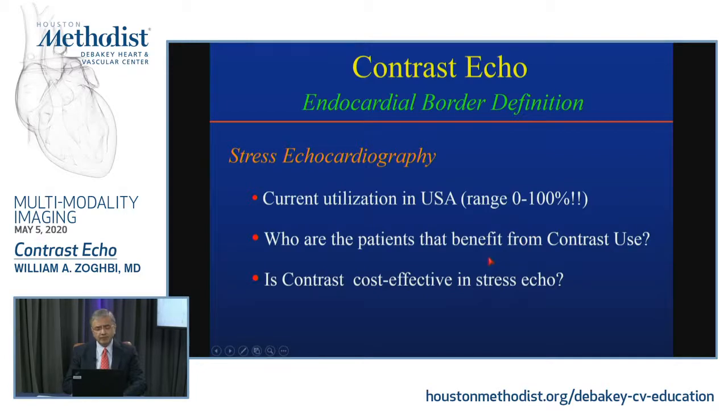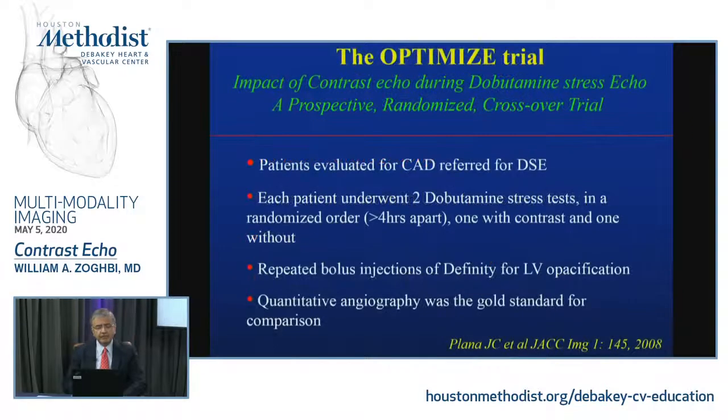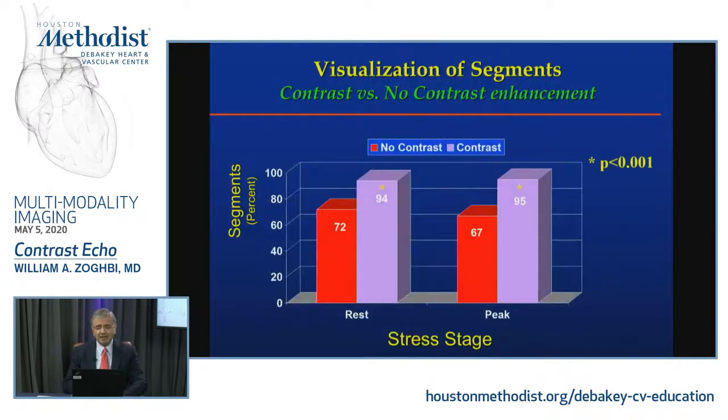Who are the patients who benefit? Is it cost effective? This is the OPTIMIZE trial that we did, a randomized trial. We're not going to do this again. Randomized trial for dobutamine echocardiography. So patients get two dobutamine stress echoes, one with and one without contrast. And this was by Juan Carlos Plana when he was a fellow with us, published in JACC Imaging.